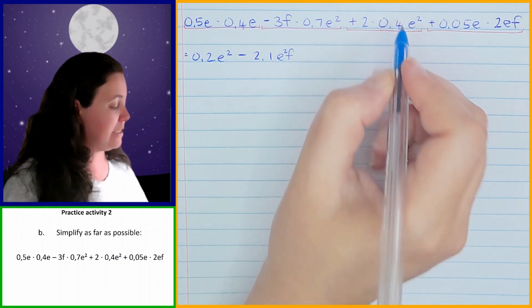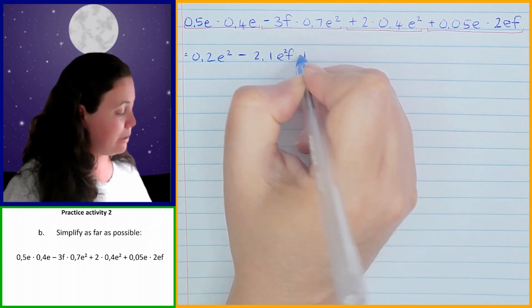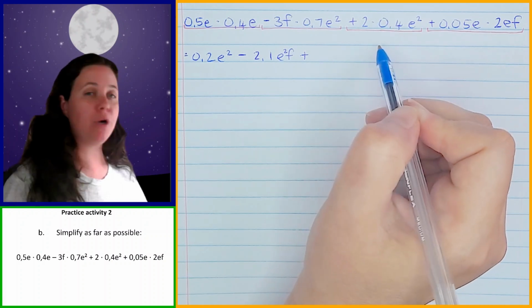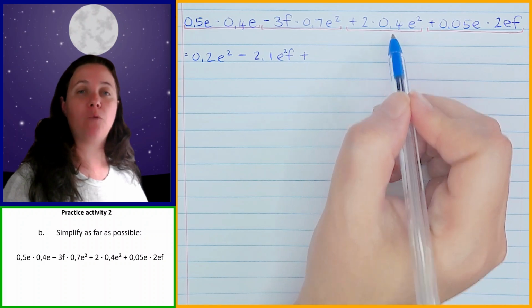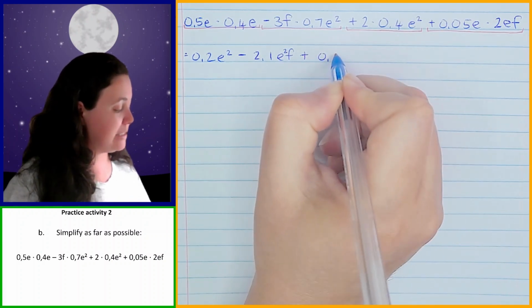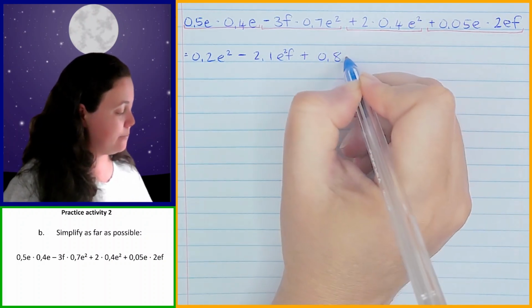And then I've got positive times positive is plus, and 2 times 0.4, 2 times 4 is 8. There is only 1 decimal place here, so I need to have 1 decimal place, so it's going to be 0.8, and then it's just e squared.